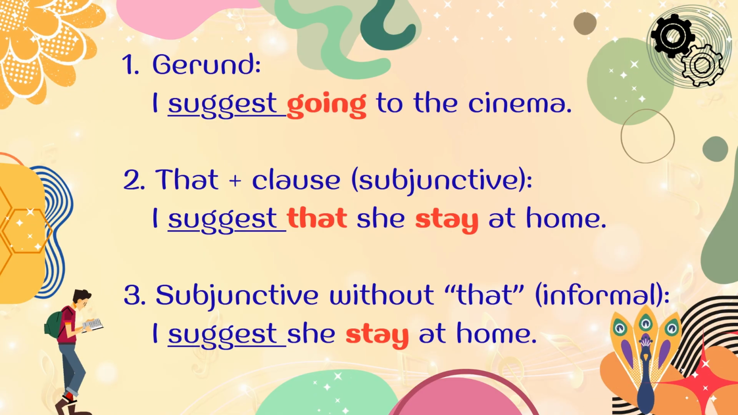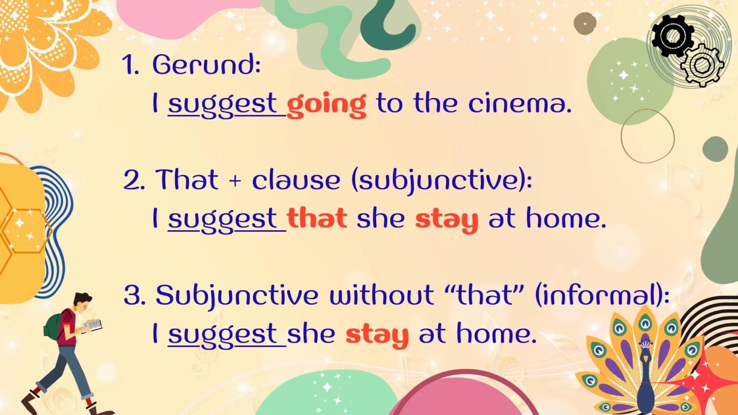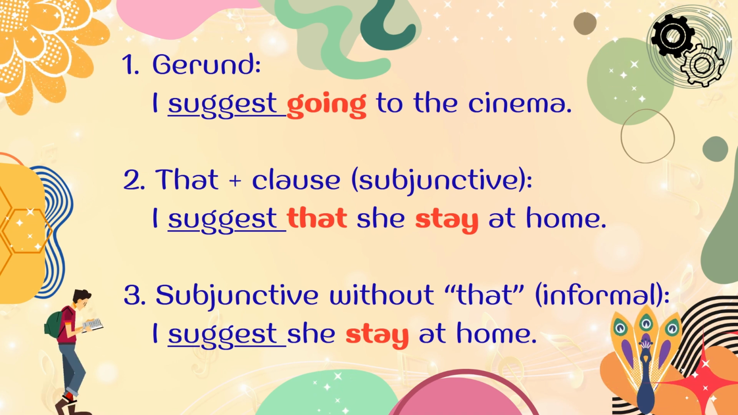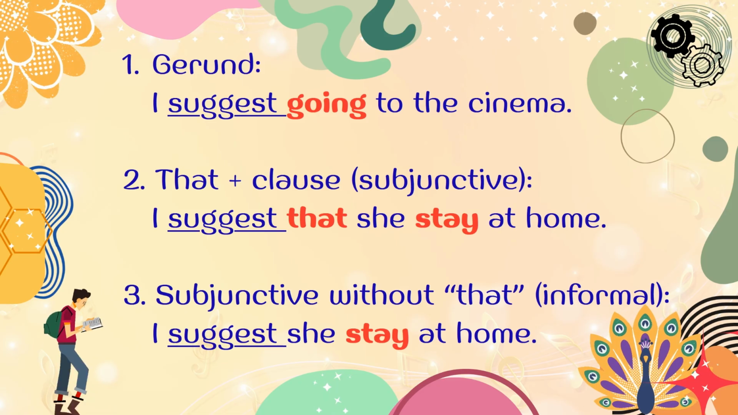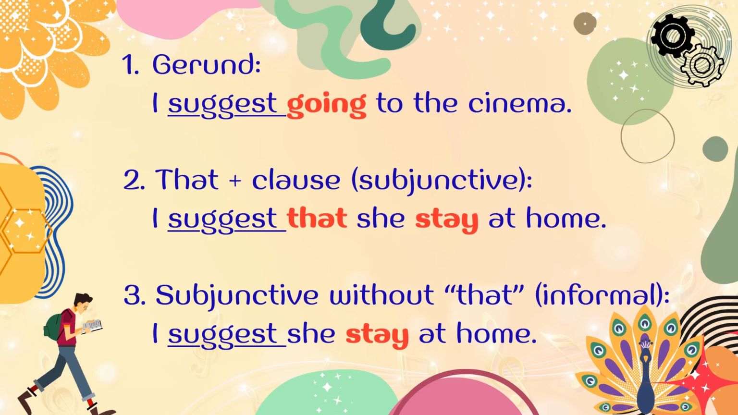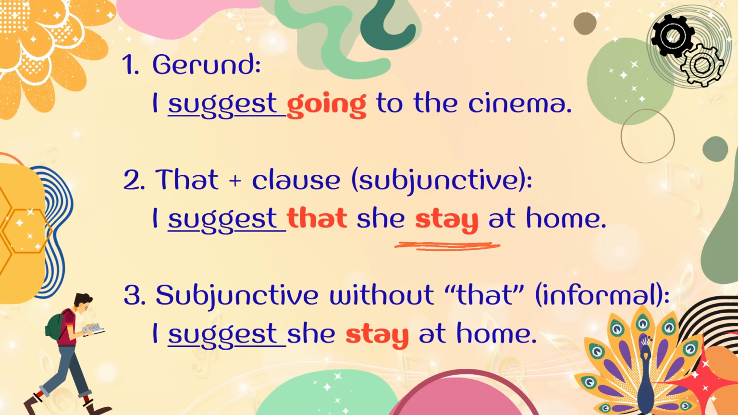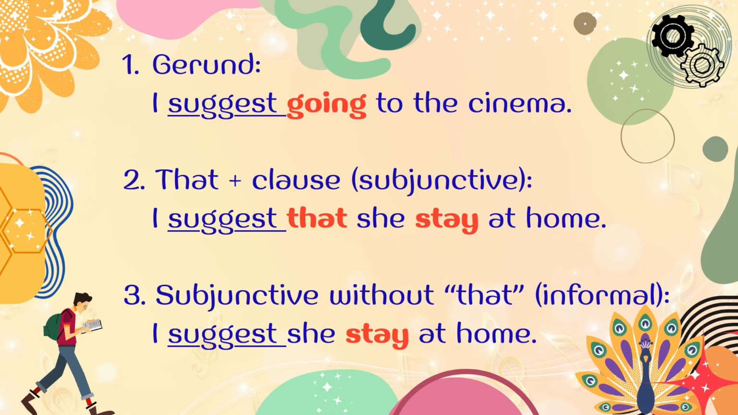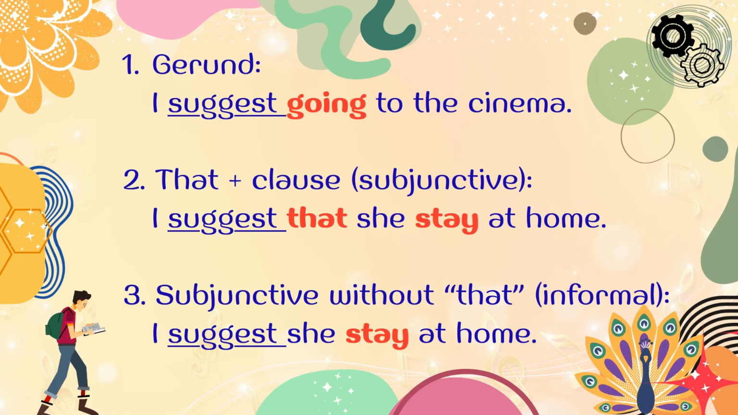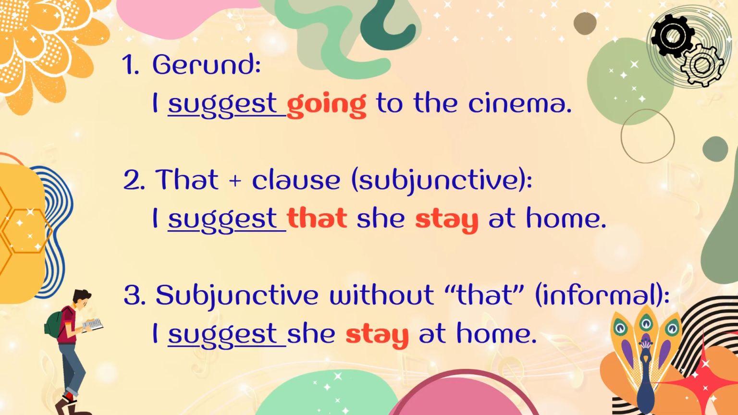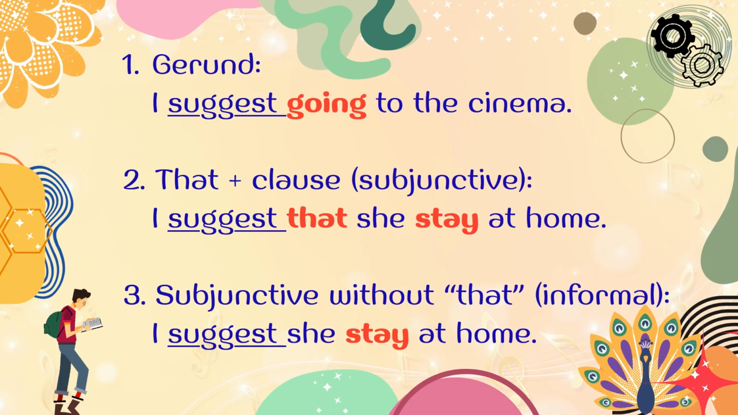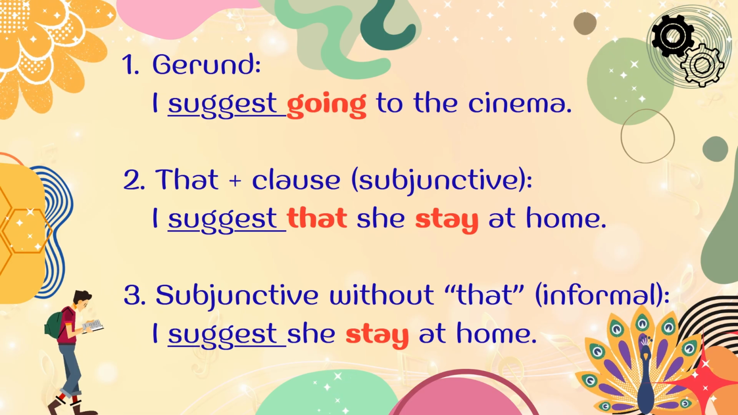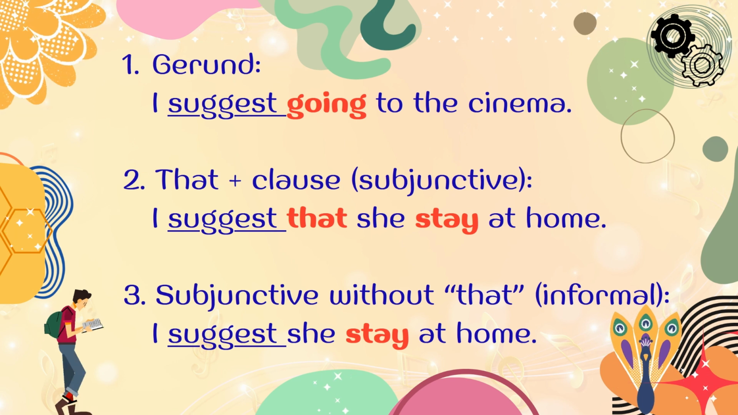Don't use any objects. Now, the second option is to use that clause. I suggest that she stay at home. Can you see something strange in the sentence? Well, actually, the verb stay doesn't carry the letter S. It should be with the letter S because it's the third person singular. She stays at home. But no, it's the form of the subjunctive mood. Or if you wish, just think of it as an infinitive. It's the same form.